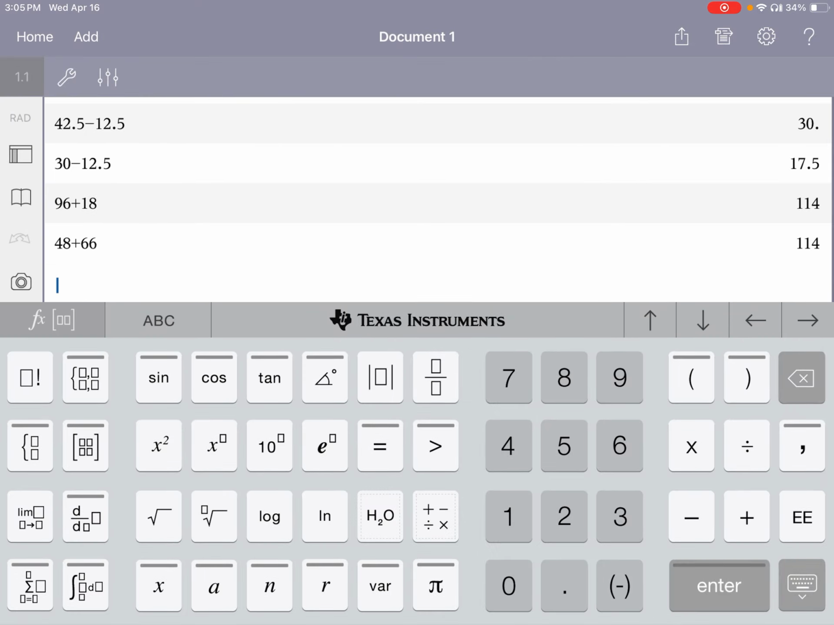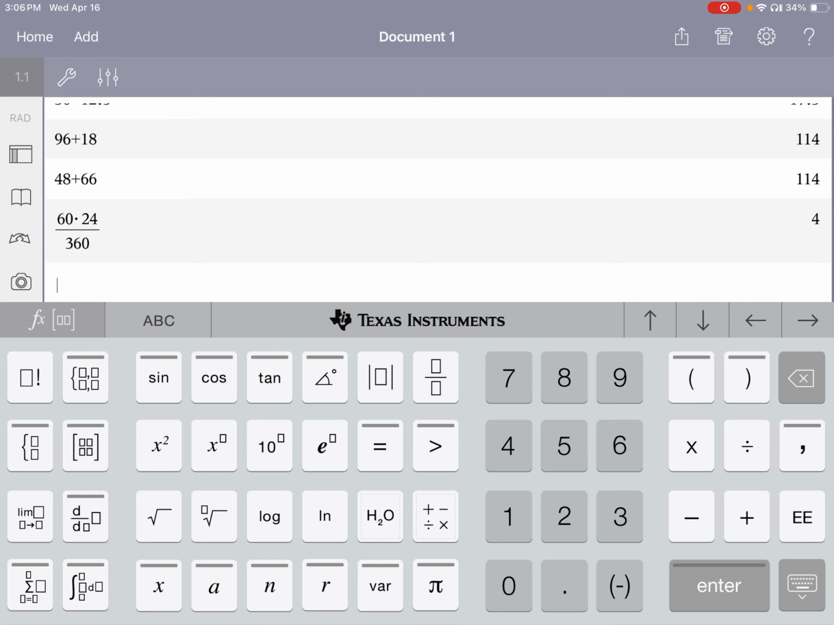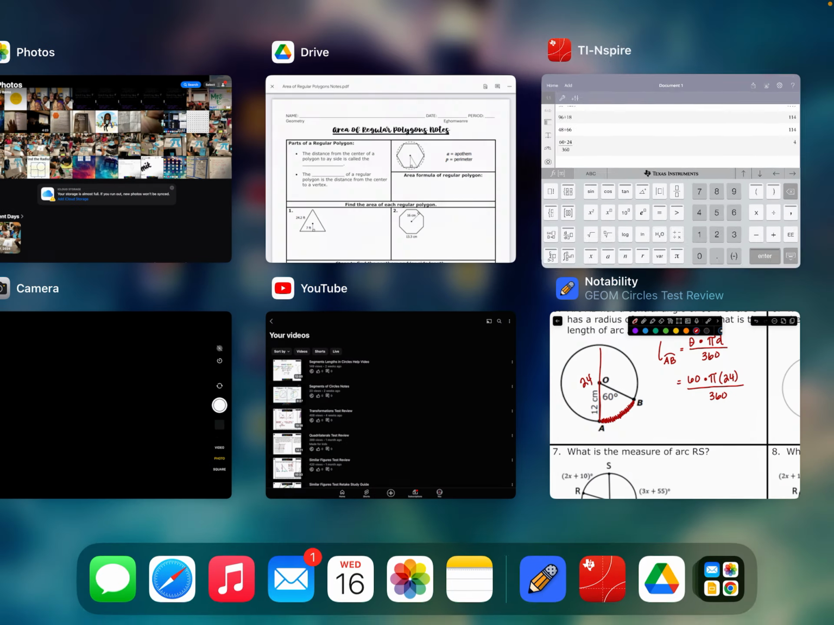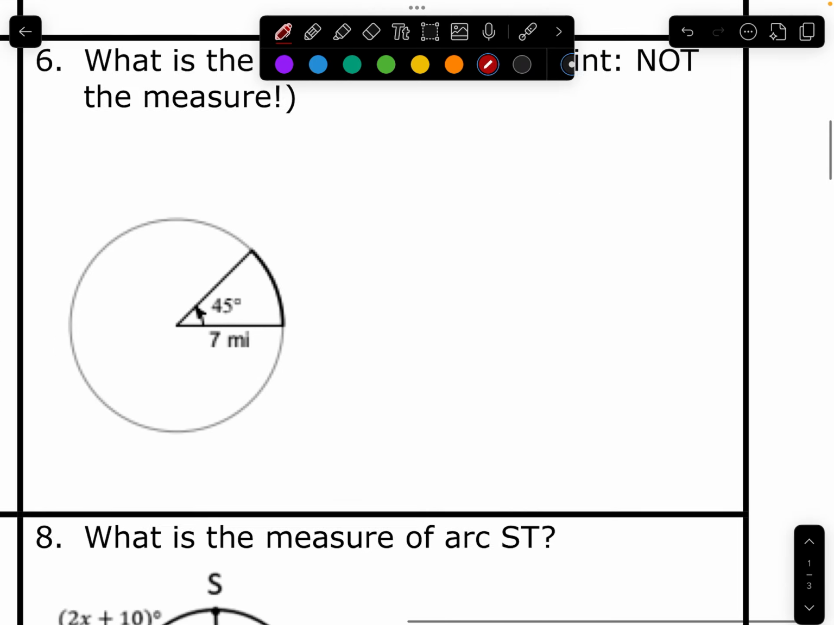All right, so you can put this into your calculator. We'll put the 60. We're going to leave out the pi, and we're going to put the 24, and then at the bottom will be the 360. And that's going to give us 4. So our final answer is 4. And don't forget, we did not already calculate pi, so we're going to leave pi in the answer. Go ahead and try number 6.